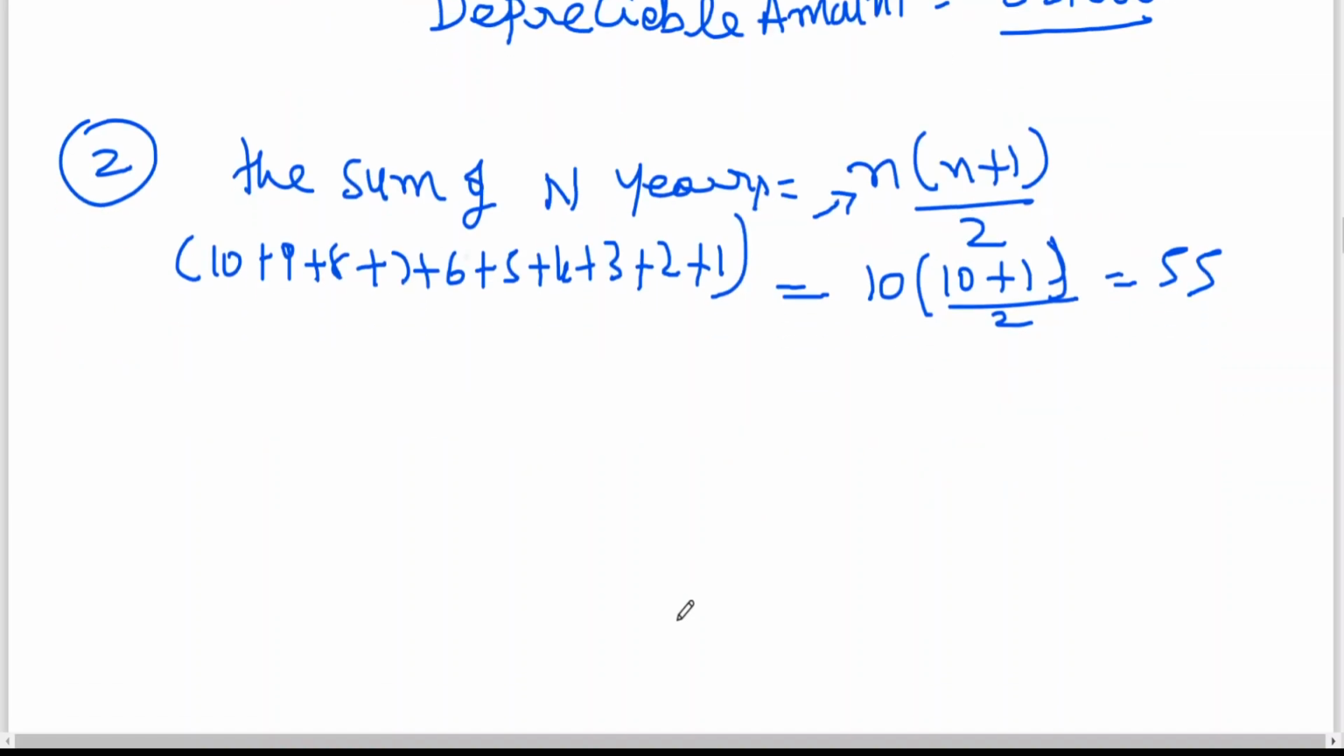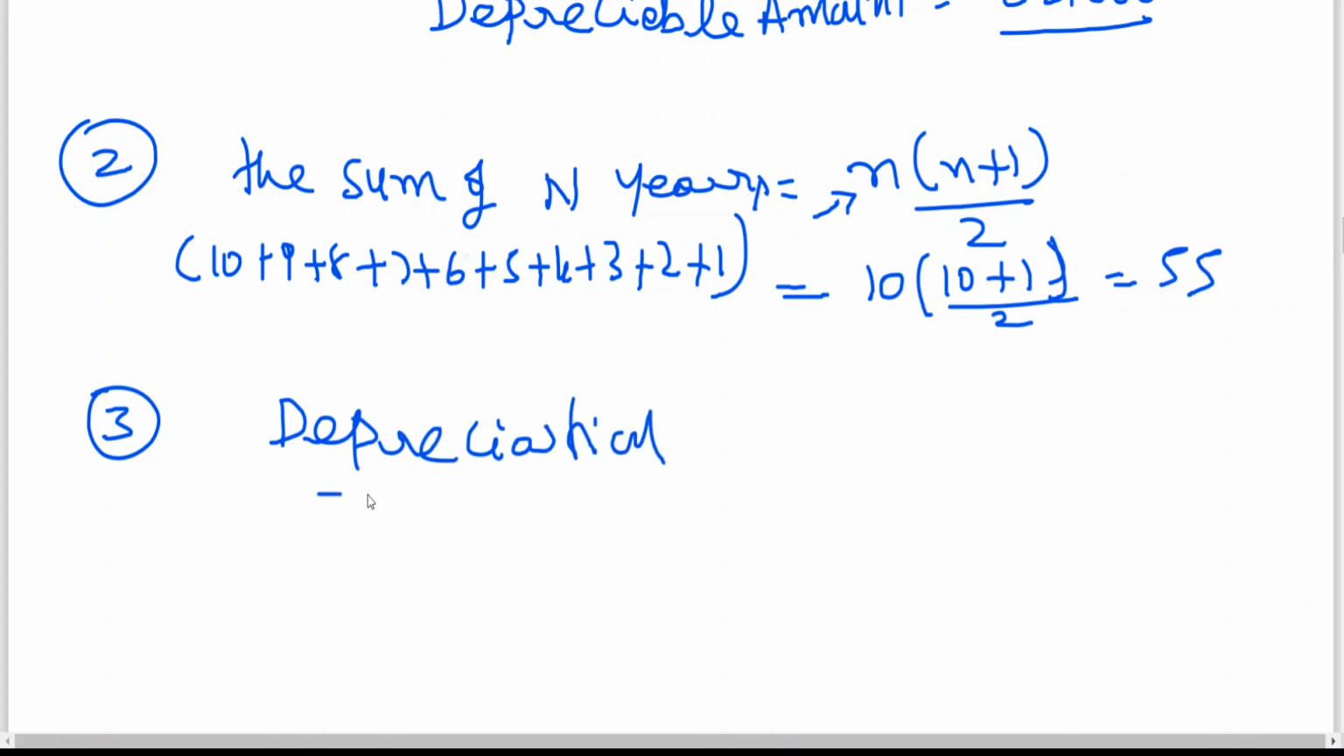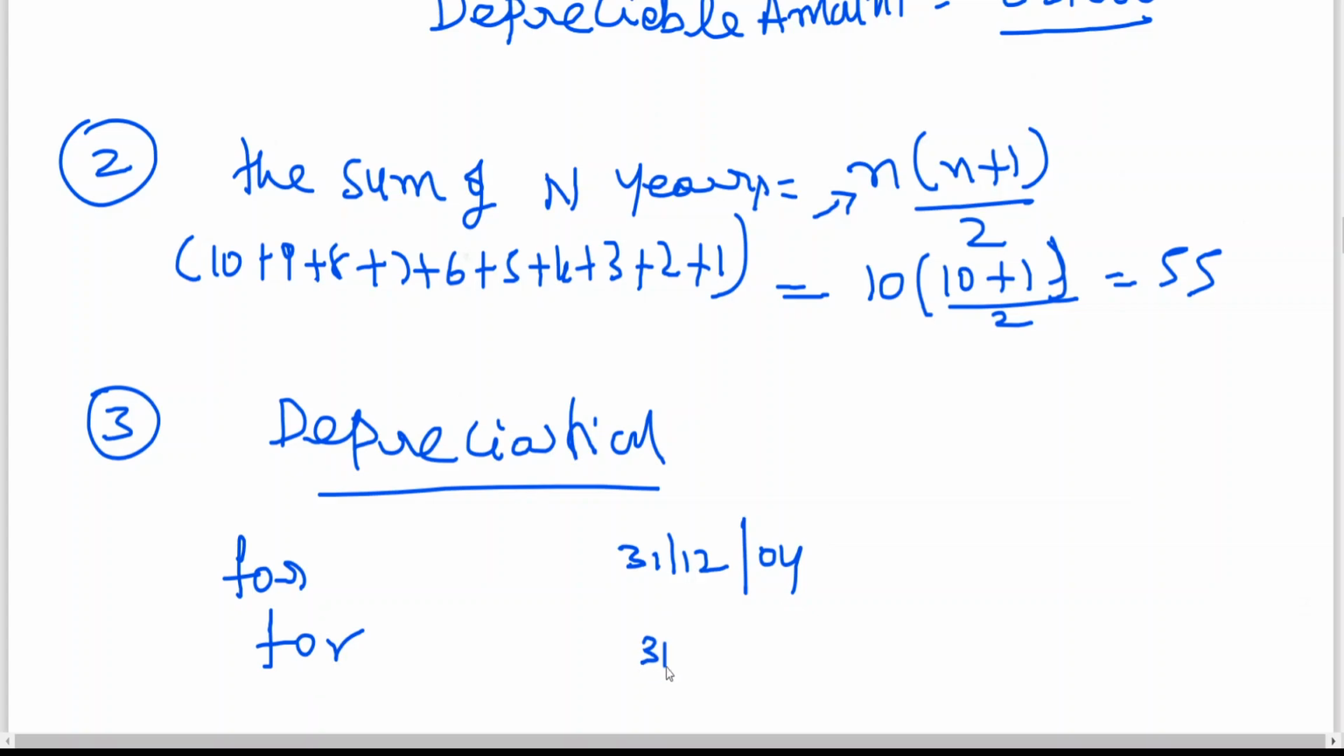Now let me start the calculation of depreciation. Depreciation, 31st December 4. Like that I have to go up to 9.